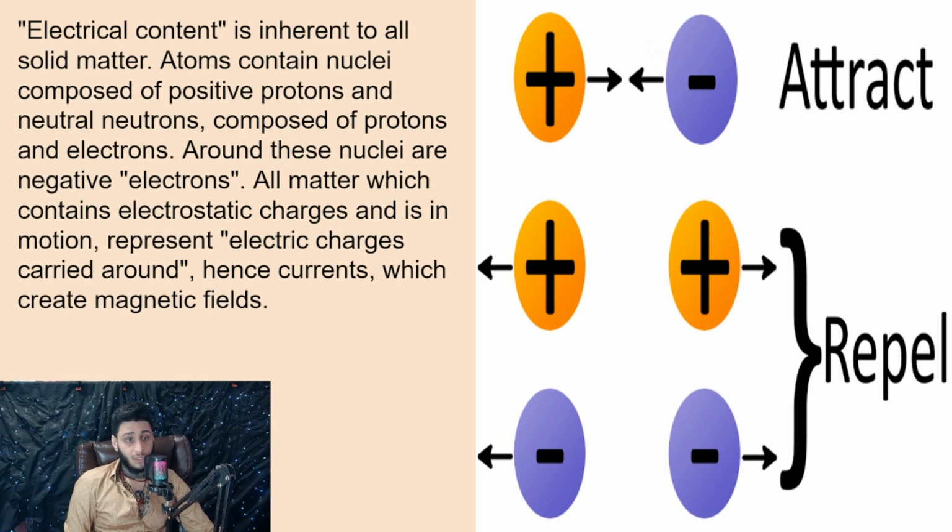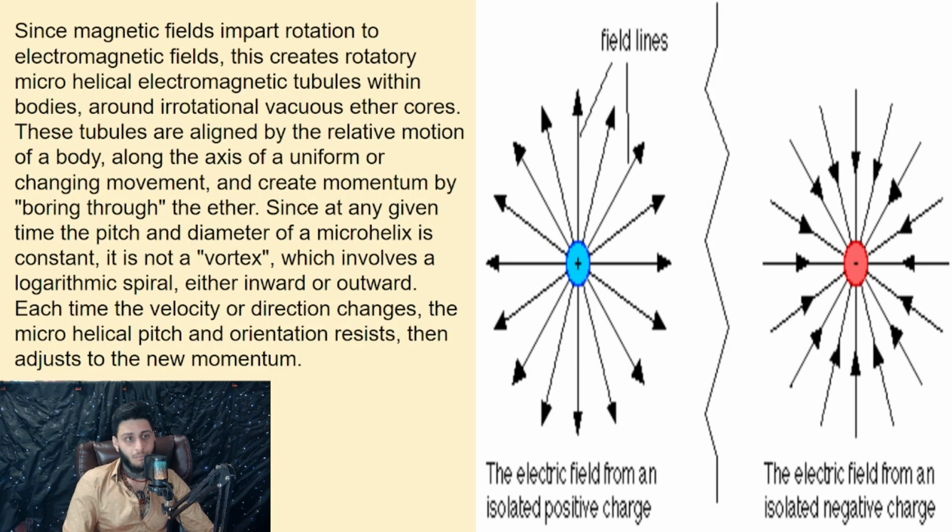Composed of protons and electrons, around the nuclei are negative electrons. All matter which contains electrostatic charges and is in motion represents electrical charges carried around, hence currents, which create magnetic fields. Since magnetic fields impart rotation to electromagnetic fields, this creates rotary microhelical electromagnetic tubules within the bodies around irrotational vacuous ether cores. These tubules are aligned by the relative motion of a body along the axis of a uniform or changing movement and create momentum by boring through the ether.